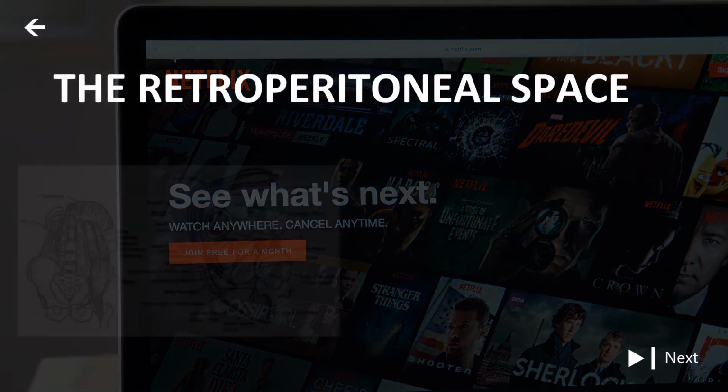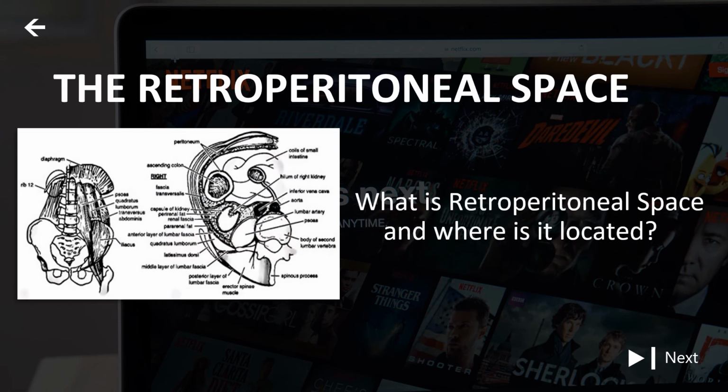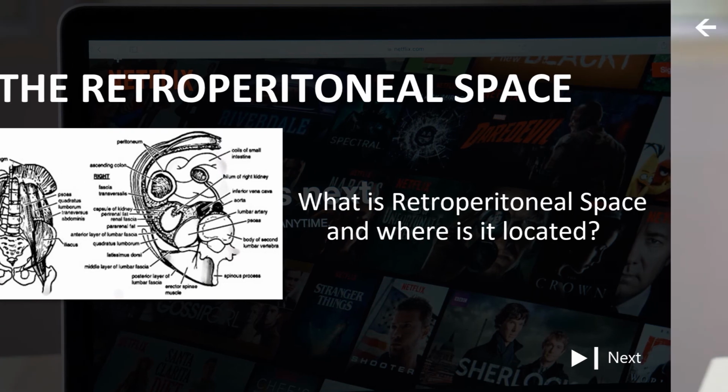The retroperitoneal space. What is the retroperitoneal space and where is it located? The retroperitoneal space lies on the posterior abdominal wall behind the parietal peritoneum. It extends from the 12th thoracic vertebra and the 12th rib to the sacrum and the iliac crest below. The retroperitoneal space is the anatomical space behind the peritoneum.